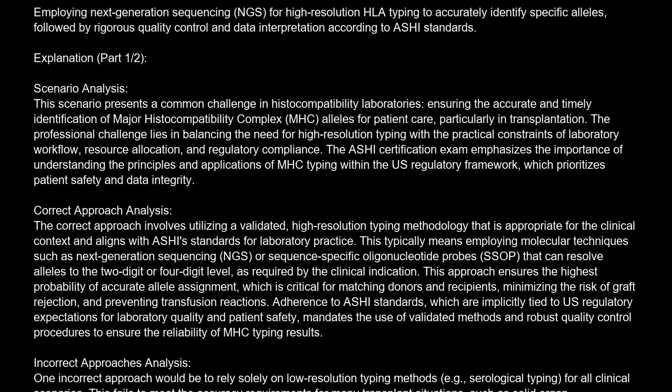Adherence to ASHI standards, which are implicitly tied to U.S. regulatory expectations for laboratory quality and patient safety, mandates the use of validated methods and robust quality control procedures to ensure the reliability of MHC typing results. Incorrect approaches analysis. One incorrect approach would be to rely solely on low-resolution typing methods, e.g., serological typing, for all clinical scenarios. This fails to meet the accuracy requirements for many transplant situations, such as solid organ transplantation or hematopoietic stem cell transplantation, where precise MHC matching is paramount.